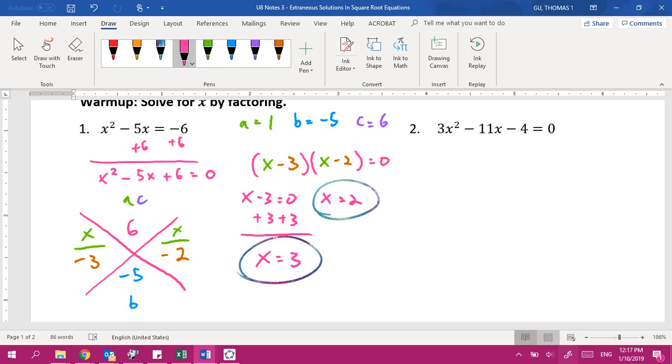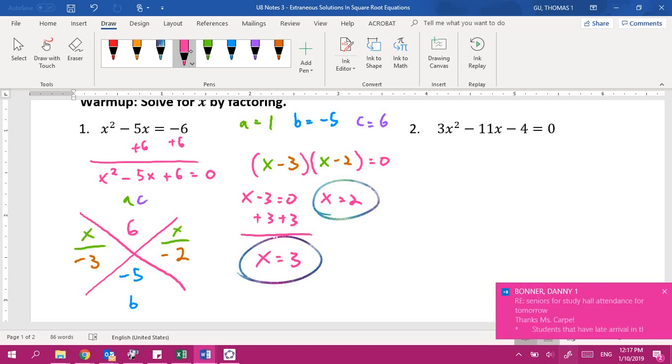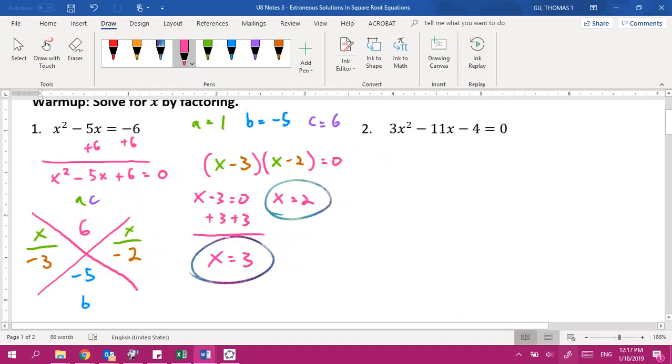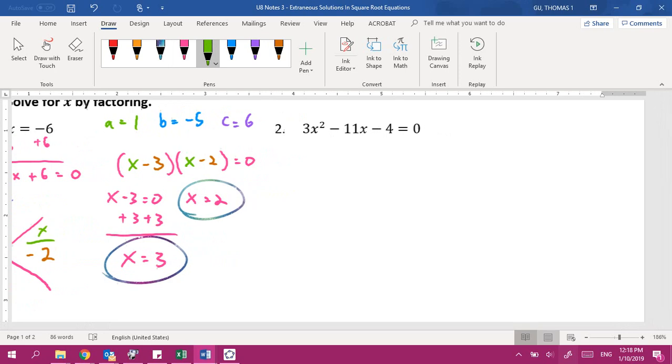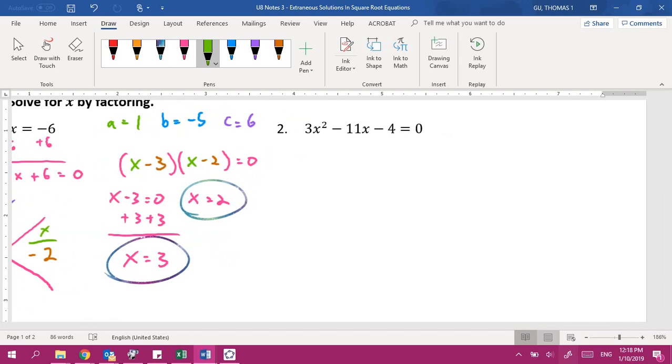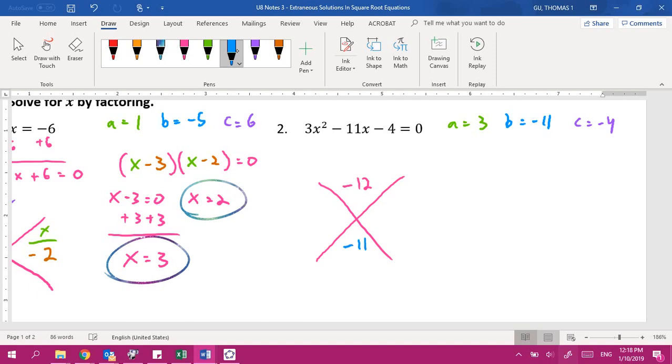All right, so first things first, we want to make sure it's set equal to 0. It is. Is there a greatest common factor there? There's no greatest common factor. So we can just go to the A, B, and C. What is A? B. And what is C? That's right. Okay, so let's draw the X box. What goes in the top? Negative 12. A times C. What goes in the bottom? Negative 11. That's B.